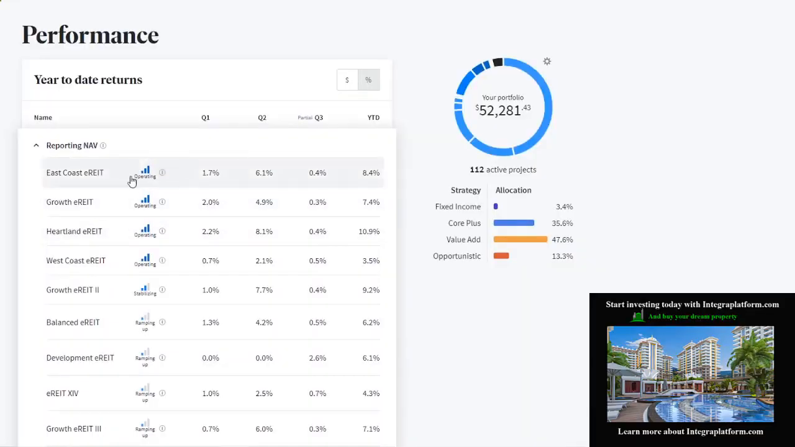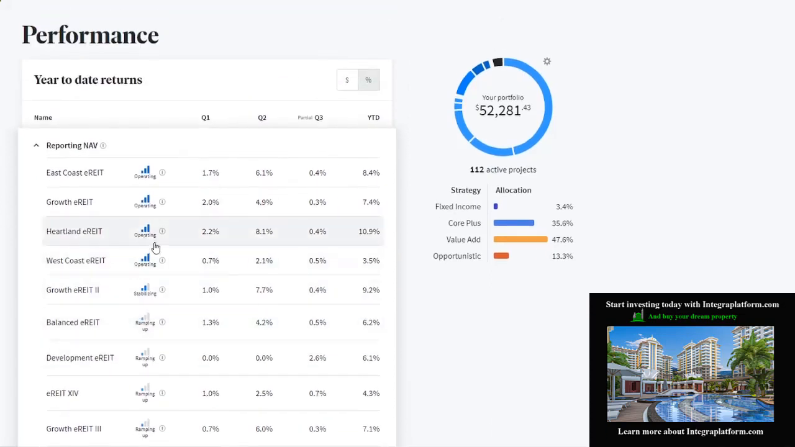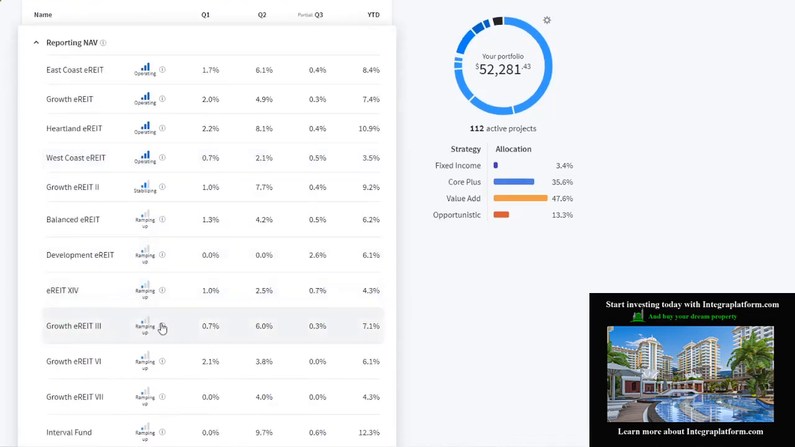These e-REITs are either operating, stabilizing, or ramping up. Now, the investments that are ramping up are not yet returning as much as e-REITs that are already operating. Operating means they bought, they built, and they're renting, or they bought, they built, and they sold. Something that's stabilizing means it's bought, it's built, but it's not fully rented, or they're still trying to fill the place up with people and get rental income, or they're in the process of selling it. So that's what it is. And ramping up means they're still building it.